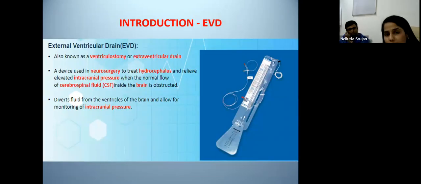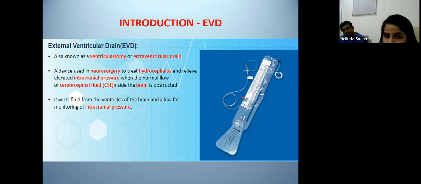One more aspect I would like to go into is the external ventricular drain. This comes under the neurological system. The neurosurgeon performs this procedure. The external ventricular drain, also known as ventriculostomy or ventricular drain, is inserted either in the ICU setup or in the operation theater. This procedure is done with aseptic techniques.